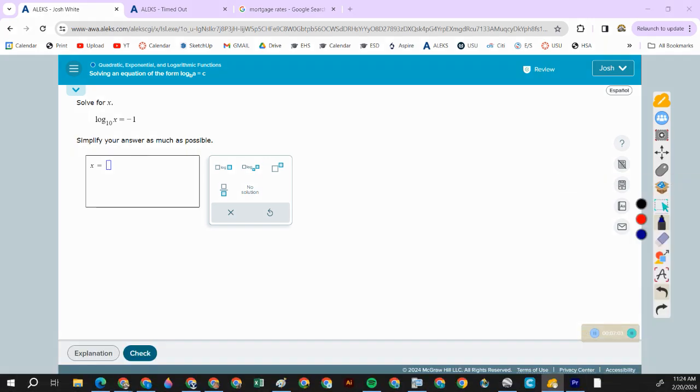Okay, how do we solve a logarithm? We convert to exponents. So 10 to the negative 1 equals x. And we just type 10 to the negative 1 in our calculator, or just know that it's 1 over 10.